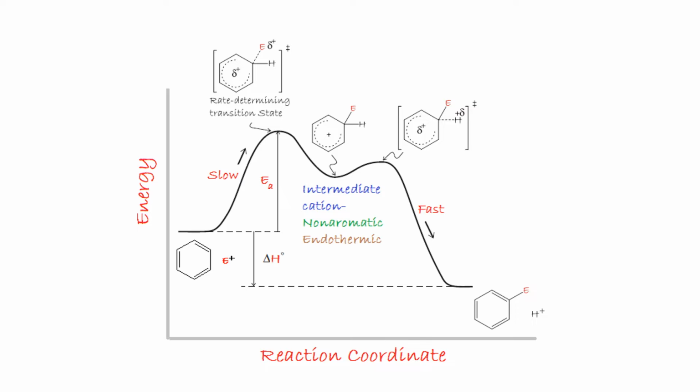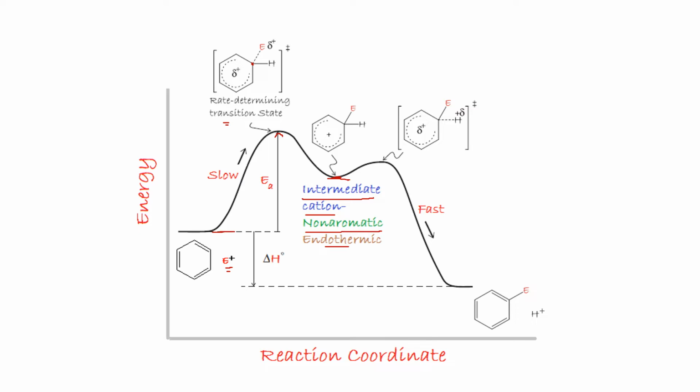So as we mentioned, the first step is the double bond approaching the E plus to form the first transition state. Then comes formation of the sigma complex as an intermediate cation. It is a non-aromatic system. That's why this step is endothermic.